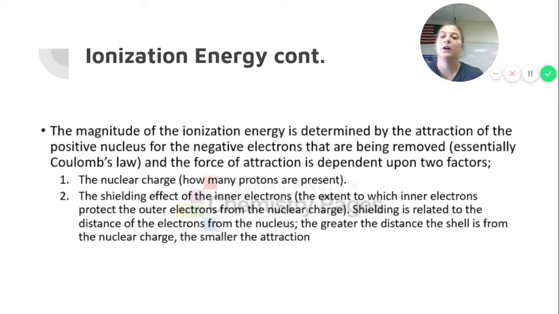The other factor in Coulomb's law is distance. So the larger an atom gets, meaning more energy levels, the further the electrons are away from the nucleus, and therefore the lower the energy associated with removing that electron. We call this the shielding effect because those inner core electrons are going to shield the outermost electrons from feeling that nuclear charge. Okay, so as you increase distance from the nucleus, you are going to decrease your ionization energy.